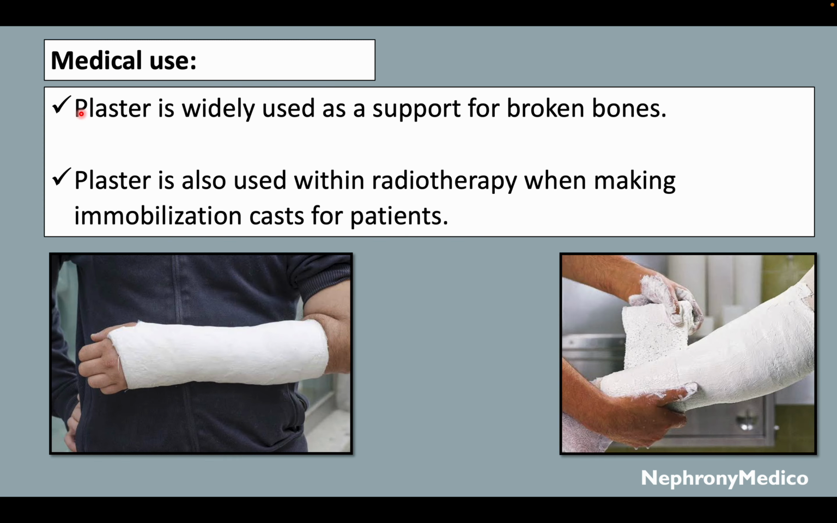Now, medical use. Plaster is widely used as a support for broken bones. Plaster is also used within radiotherapy when making immobilization casts for patients.